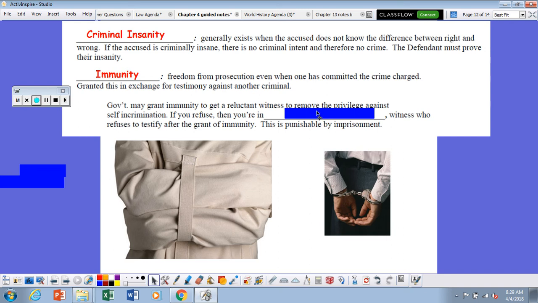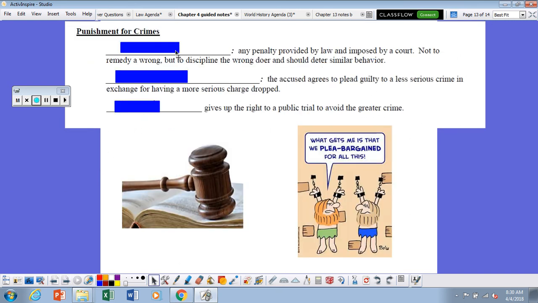The government may grant immunity to get a reluctant witness to remove the privilege of self-incrimination. If they agreed to the immunity, but when they get to court they don't want to testify, then they would be charged with being in contempt of the court. And by refusing to testify, they could be punished by imprisonment.